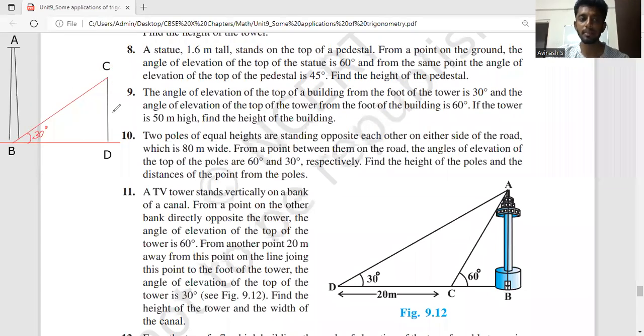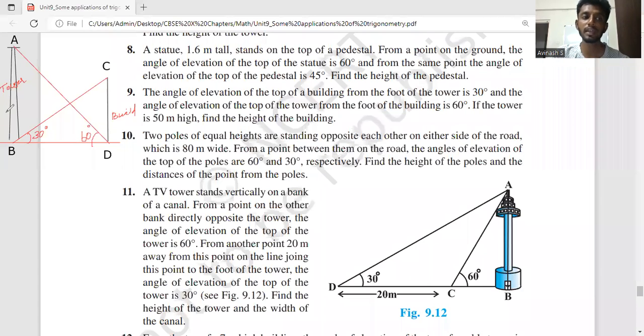So basically this is the building, and this is the tower. Let us try to understand that first. So this is the tower and this is the building. The top of the building from the foot of the tower, the angle of elevation is 30. Now if you look at the second line, the angle of elevation of the top of the tower from the foot of the building is 60 degrees. So this is the diagram.